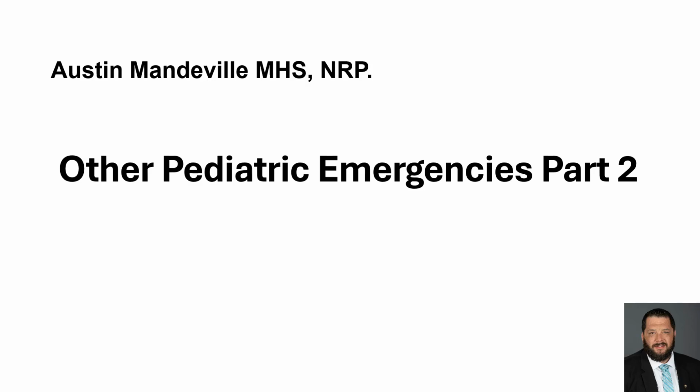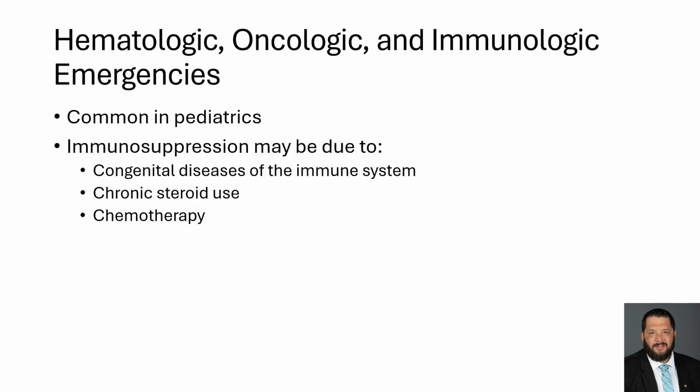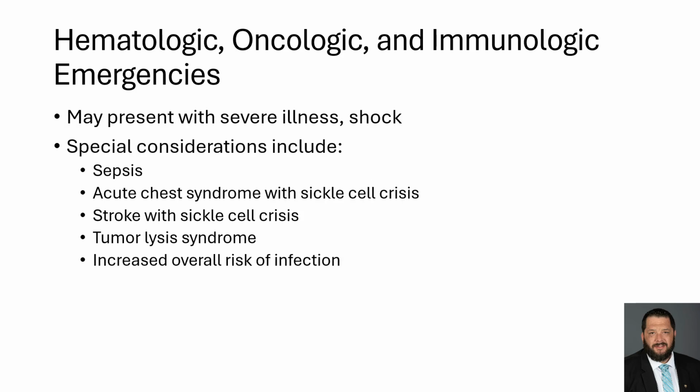We're going to continue down the other pediatric emergencies with the second lecture in this series. So, hematologic, oncologic, and immunologic emergencies are, I wouldn't say common in pediatrics, but are not uncommon in pediatrics. These patients may present with immunosuppression, and this can be due to congenital diseases of the immune system, chemotherapy, or chronic steroid use.